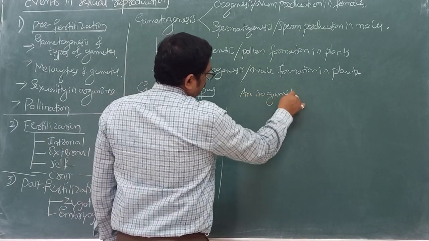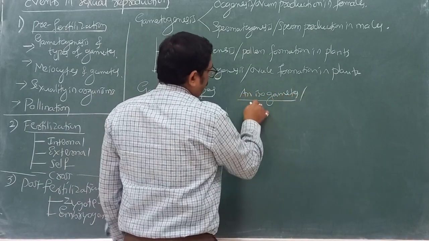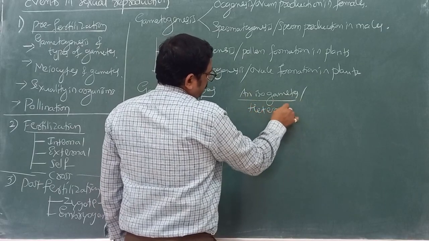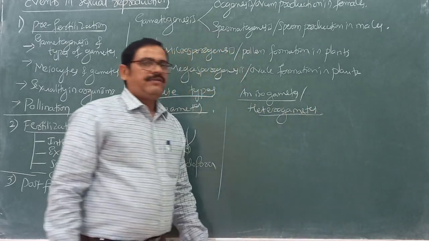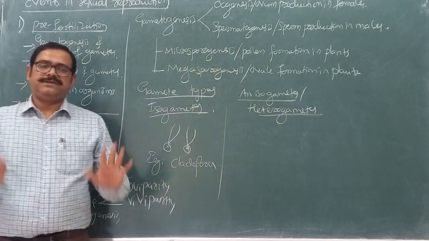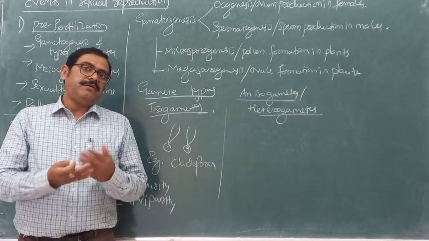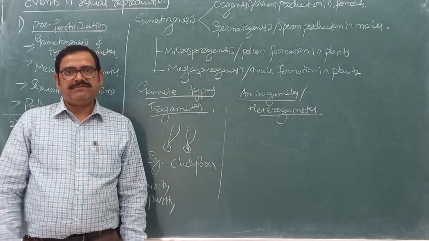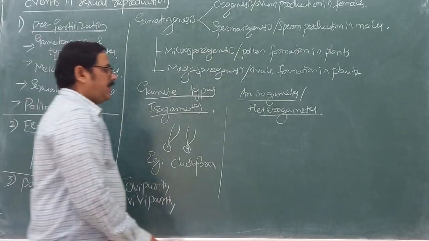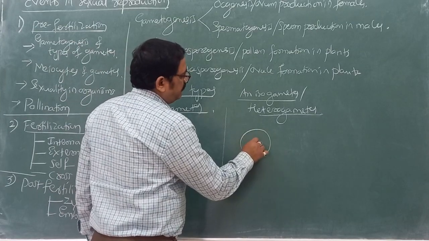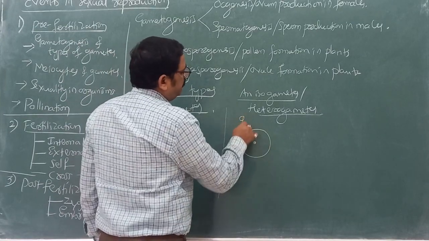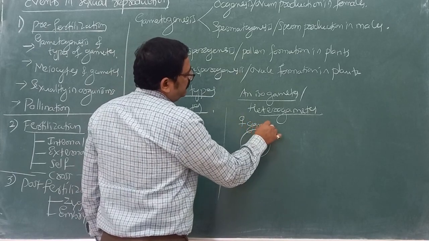Anisogametes. They are also known as heterogametes. So these heterogametes are different. Definitely, yes. We are able to identify which is the male and which is the female. So here, let me mention the larger one. Yes, it is the larger one and it is the female gamete.